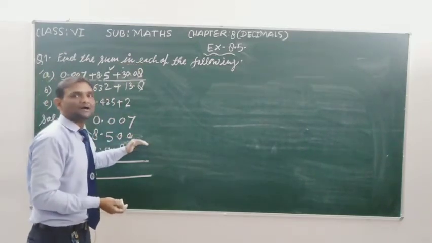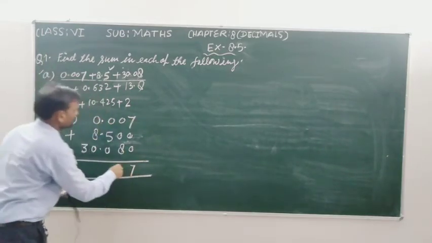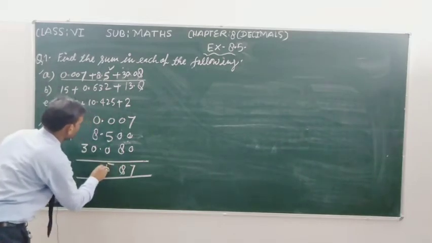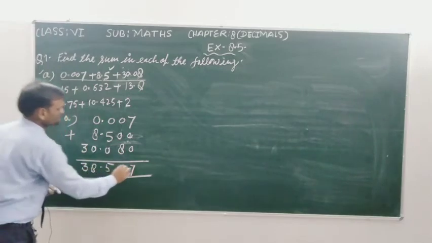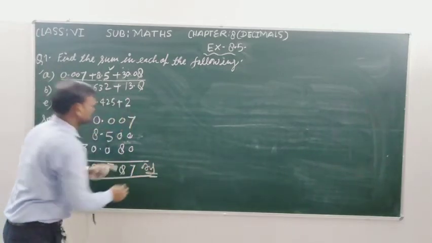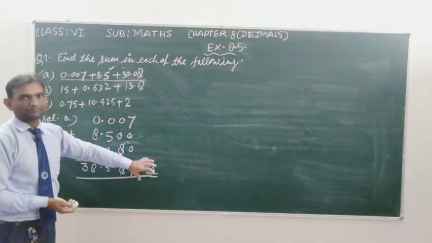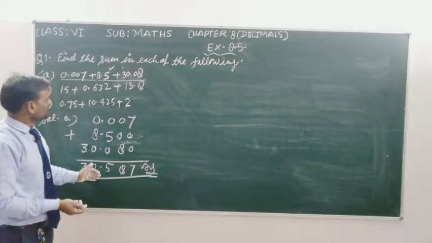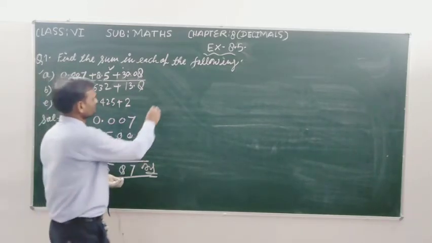एक साइड से आप राइट करते हुए जाएंगे. So 7 plus 0 is 7, 8 plus 0 is 8, and 5 plus 0 is 5, and 8 and 3. This is my answer. This is my sum of the decimal numbers. ये सम हो गया. I hope student you have understood part A. According to this, we add part B also.